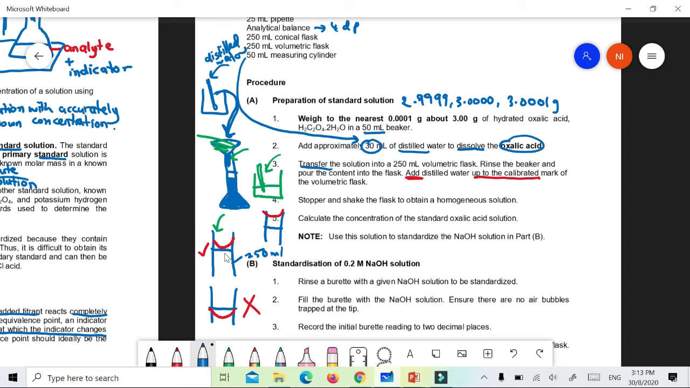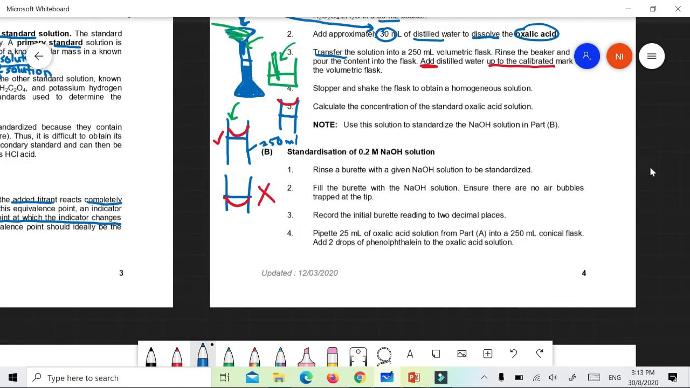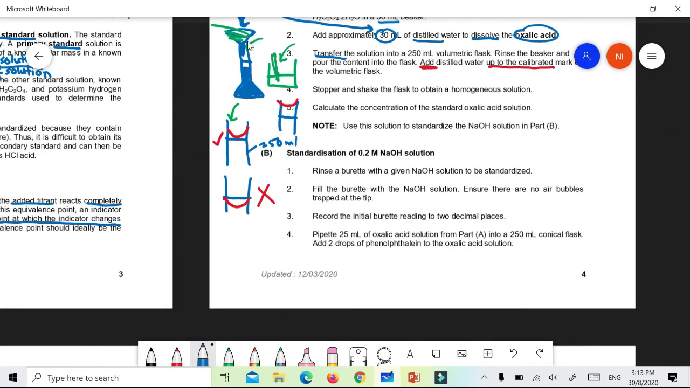So bila you dah dapat macam ini, okay, panggil saya dulu, Madam betul tak macam ini? Sebab walaupun saya duk cakap jangan macam ini, ada juga yang dia ingat sampai sini dah sampai graduated level, tak sampai lagi. Okay, so now lepas you dah dapat macam ini, stopper and shake to obtain the homogeneous solution. Kemudian calculate the concentration. Okay, so next standardization. Lepas sudah dapat standard solution ni dah siap, kemudian kita nak buat titration lah.